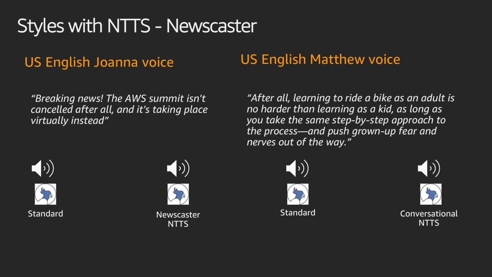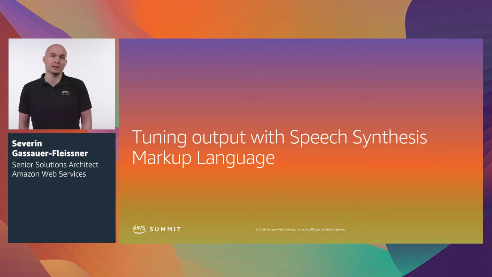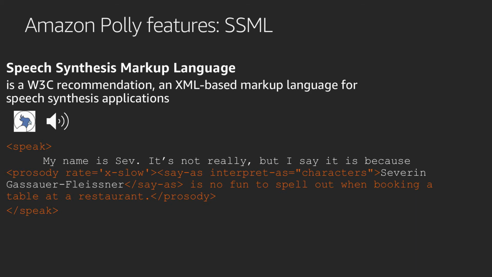Well, that's already quite cool. We can get even more fancy. Using Speech Synthesis Markup Language, SSML, we can instruct Amazon Polly to behave in specific ways. For example, I can use SSML to have Amazon Polly spell out the things it says.